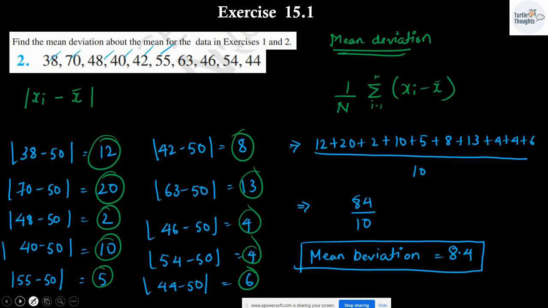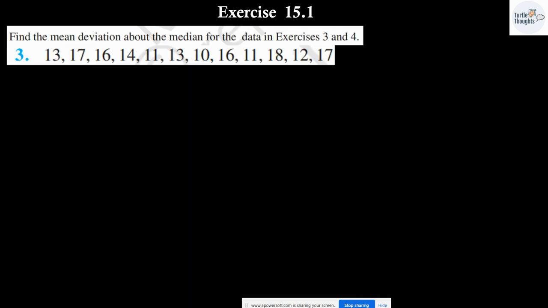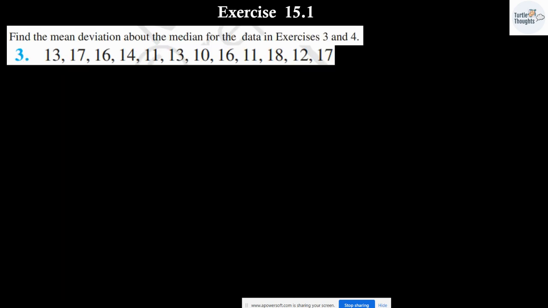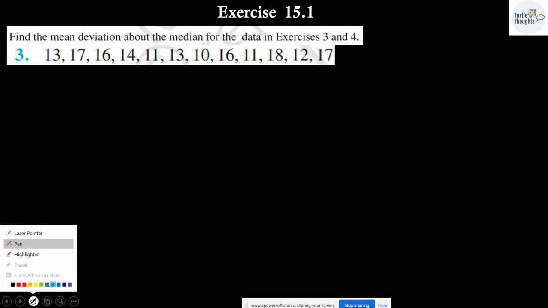We will be moving on to the next question. Third one: find the mean deviation about the median for the data in exercise 3 and 4. In the previous question, we had found the mean deviation about the mean. In this question, we have to find the mean deviation about the median. First, I will be finding the median.